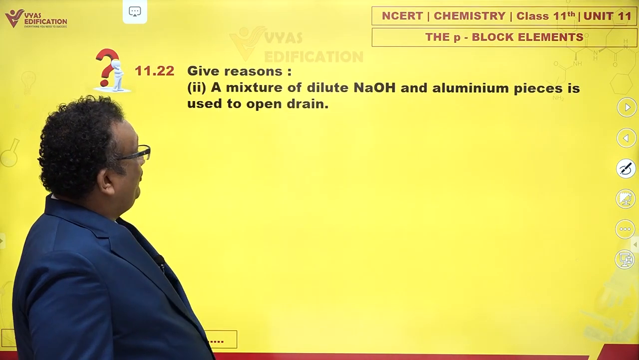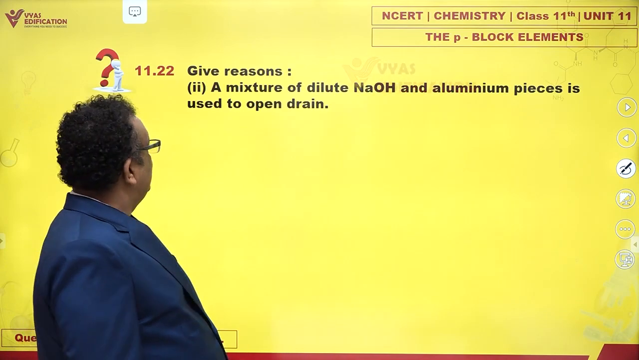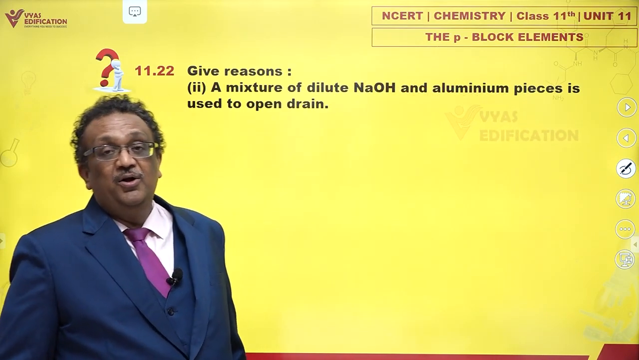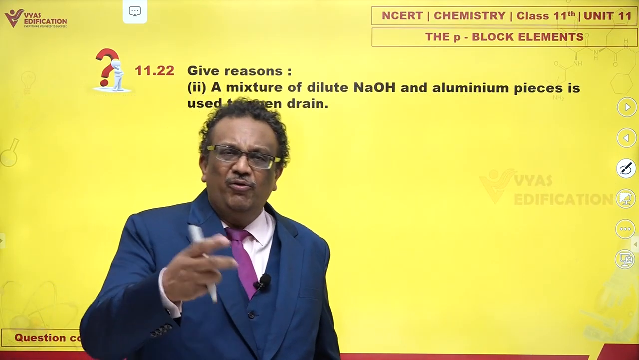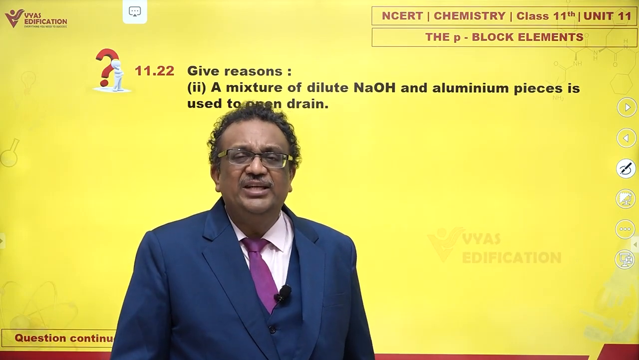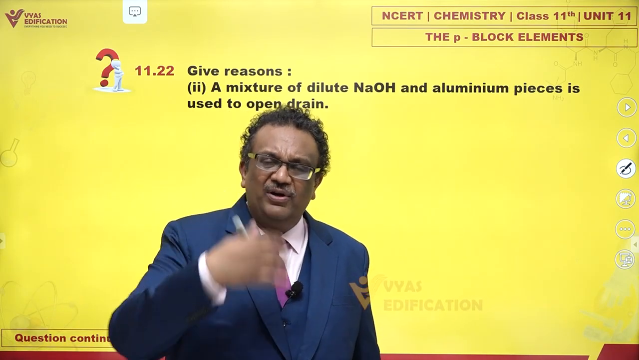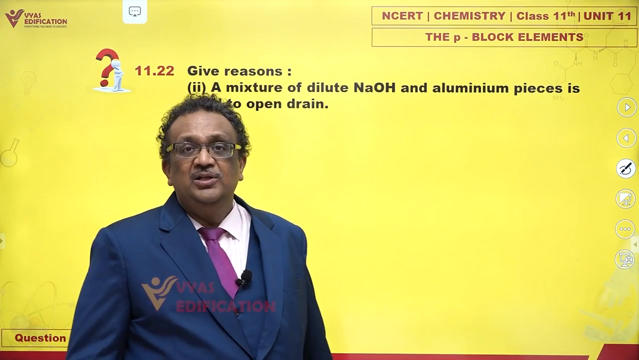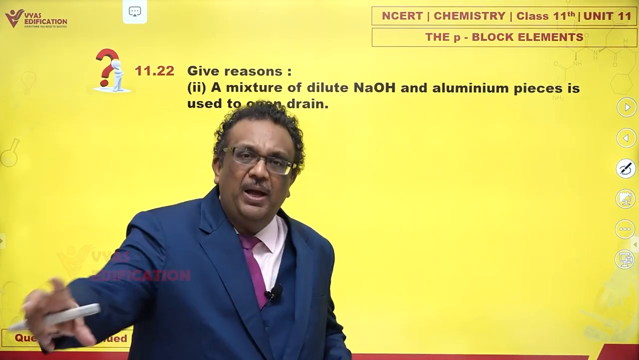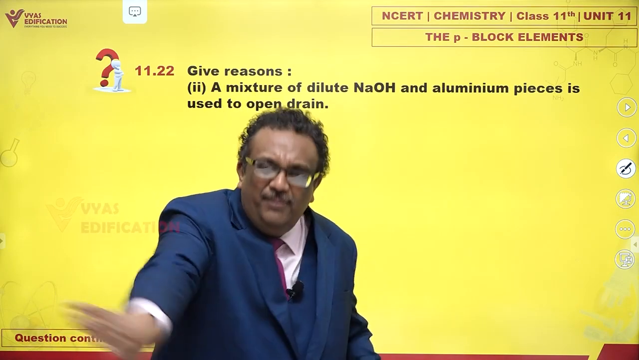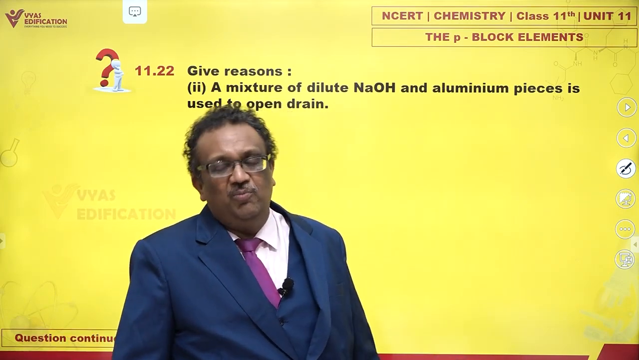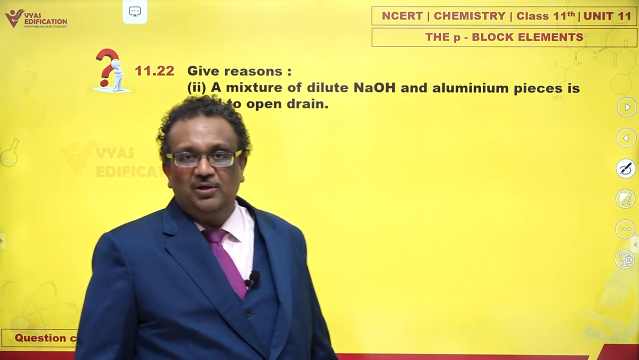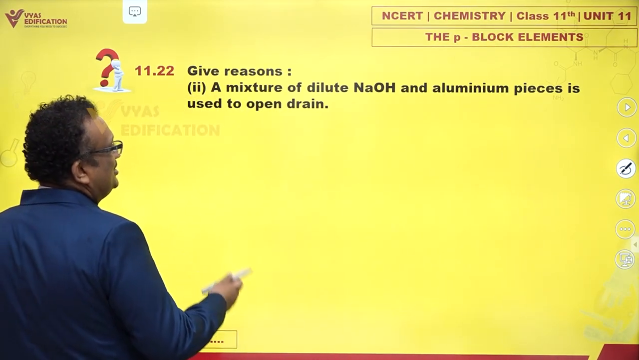Fantastic. A mixture of dilute NaOH and aluminium pieces is used to open drains. You would find that there are drains which get choked. A lot of different stuff is often drained out, and sometimes there is choking. Choking means something is stuck within the pipes and somebody actually has to go and push it, and there is no way you can actually go inside a pipe and push it. So, that's a very gross and dirty idea also.